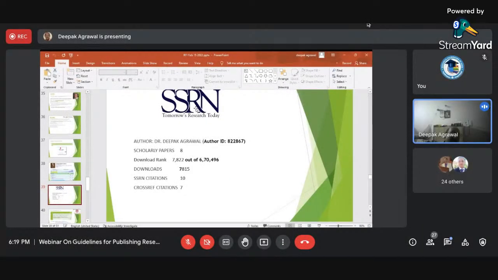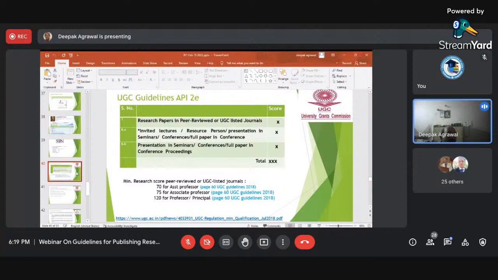Just like Google Scholar, SSRN is also maintaining their data. For the papers I have uploaded at this website, there were a total of 7,800 downloads, 10 were cited, and the cross-reference has been cited in other journals also. So this is how you can check out your own indexing. So this is about your indexing.